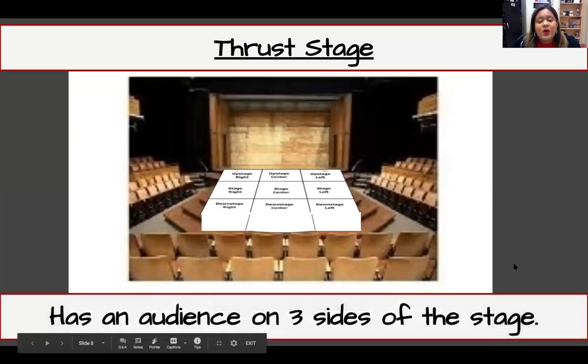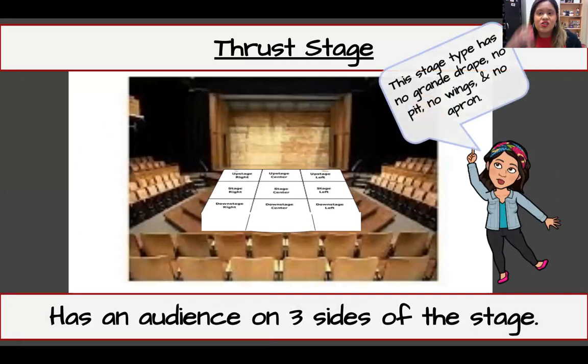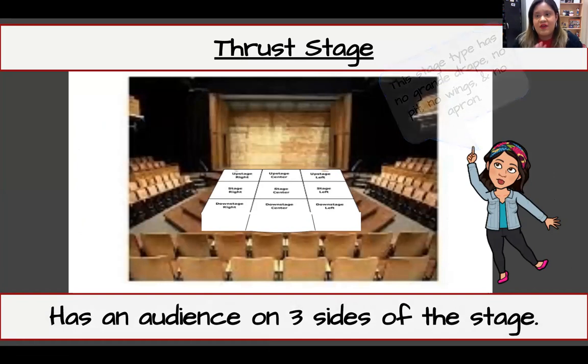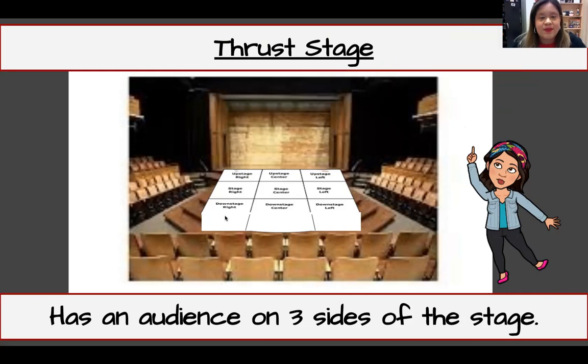Now we're going to move on to our second type of stage. And so the second type of stage is called a thrust stage. This kind of stage does not have a main front curtain. It does not have wings or an apron. A thrust stage will still use the same stage directions as a proscenium, and there will be a backstage area of some kind.